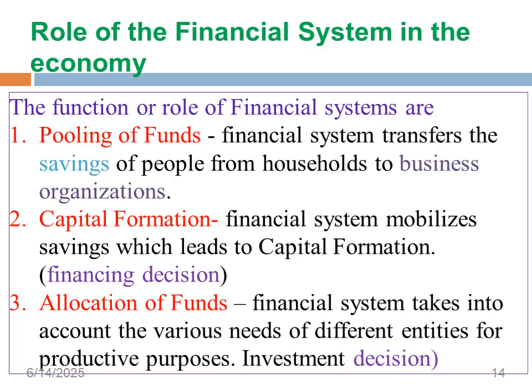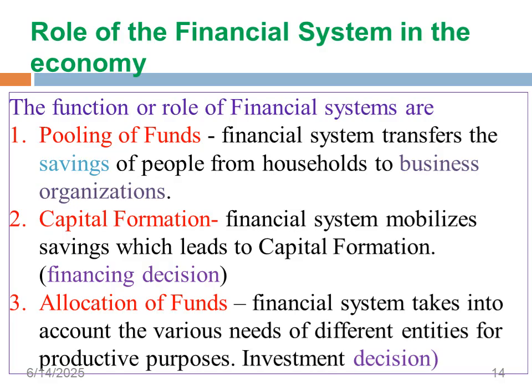The second function or role of financial systems is capital formation. A financial system mobilizes savings, which leads to capital formation. The financial system helps transform savings into investment by providing platforms like stock markets, banks, and investment firms. It enables businesses to raise capital to grow and expand. Example, a company issues shares through the stock market to raise money to build a new factory. This is how capital formation occurs.